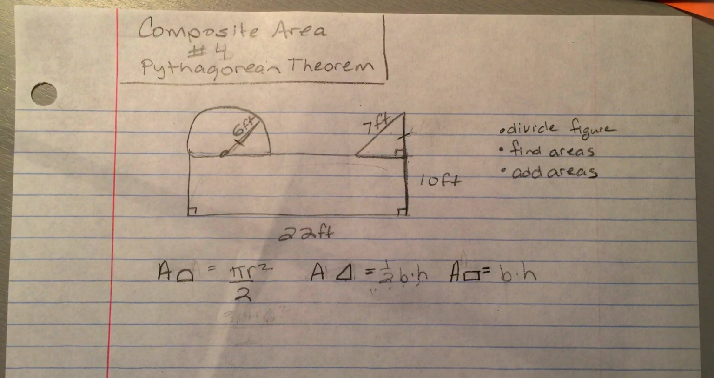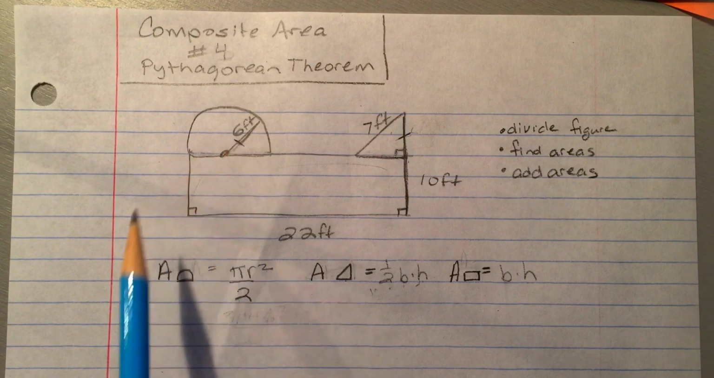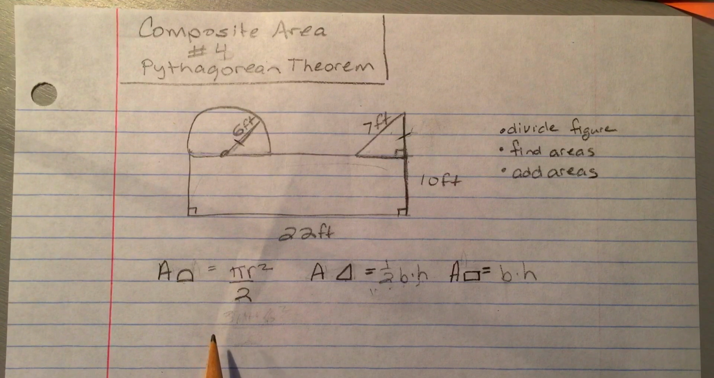Let's go ahead and find our measurements to put into our formulas. The radius of the circle is 6, and so we will use that for our area formula here: 3.14 times 6 squared divided by 2. And that is equal to 56.52.